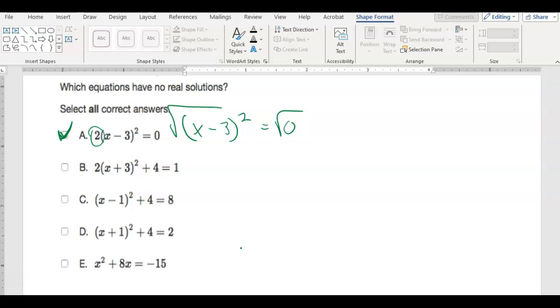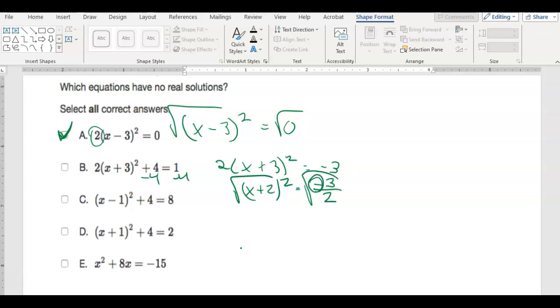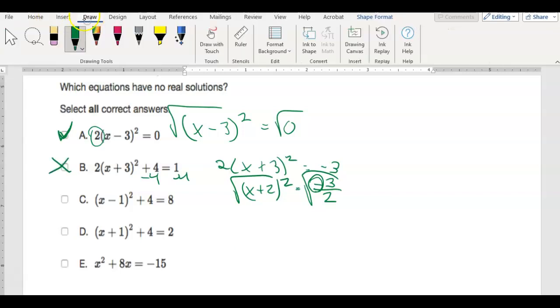move this to the other side by subtracting 4, I'll get 2 times x plus 3 squared equals negative 3. And then I'll have x plus 3 squared equals negative 3 divided by 2. And then if I take the square root of both sides, I cannot take the square root of a negative. If I take the square root of a negative, that gives me what's called an imaginary number. So this equation has no real solution. Oh, I'm sorry. So actually, this is the opposite. The number 1 does work, and it says which equations have no real solution.